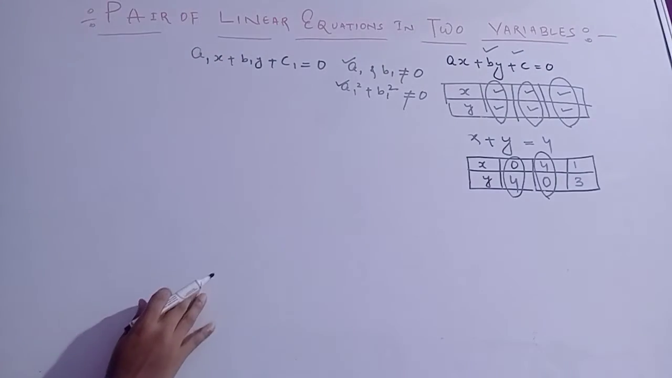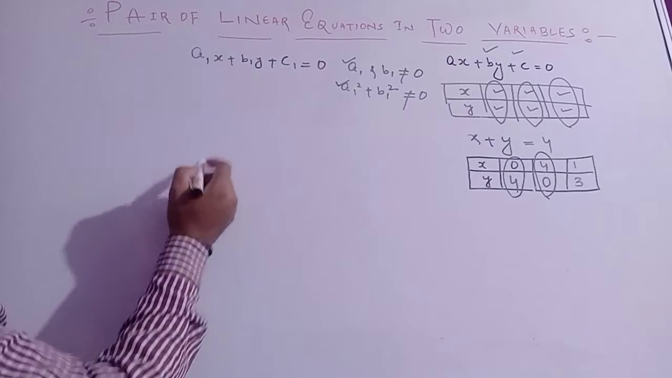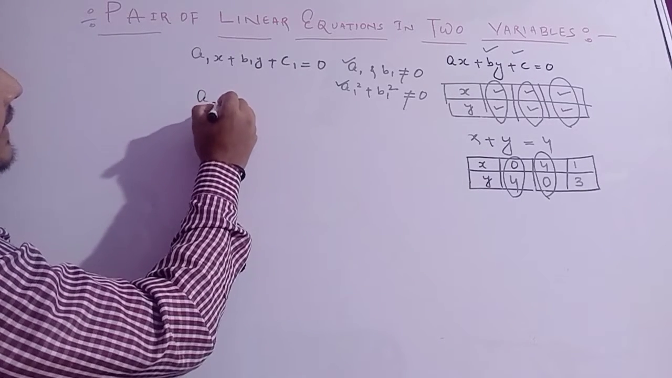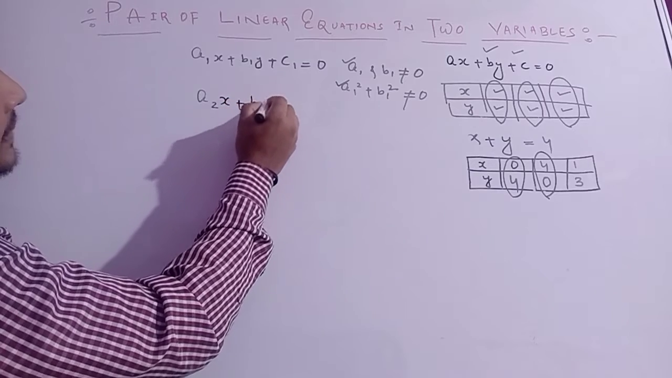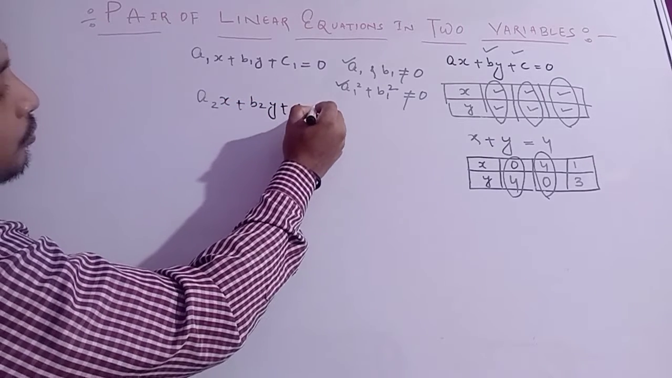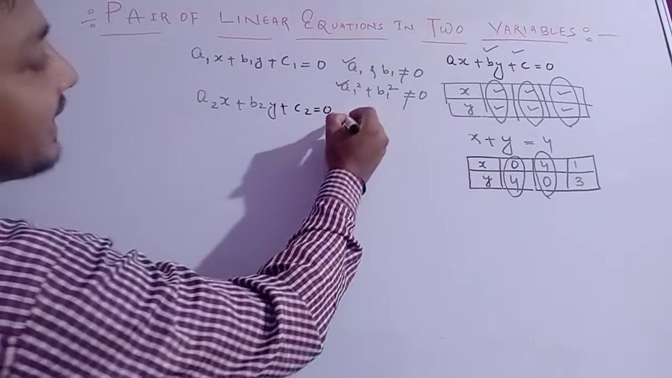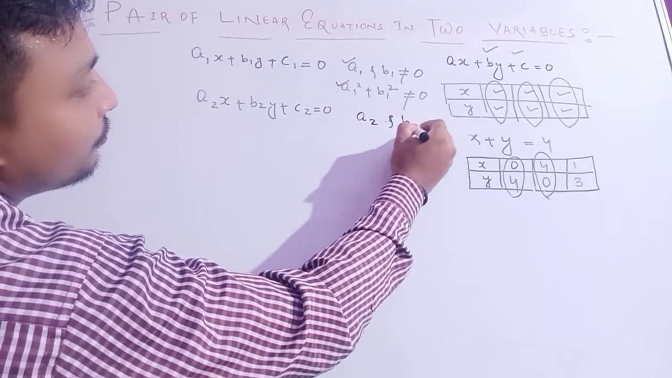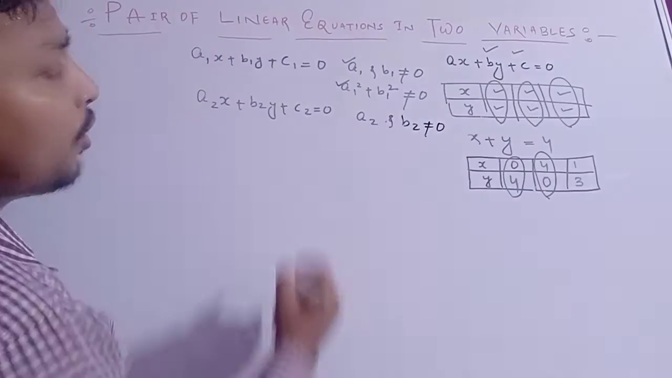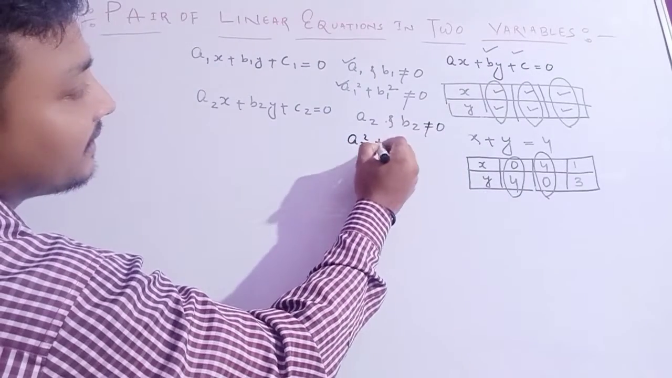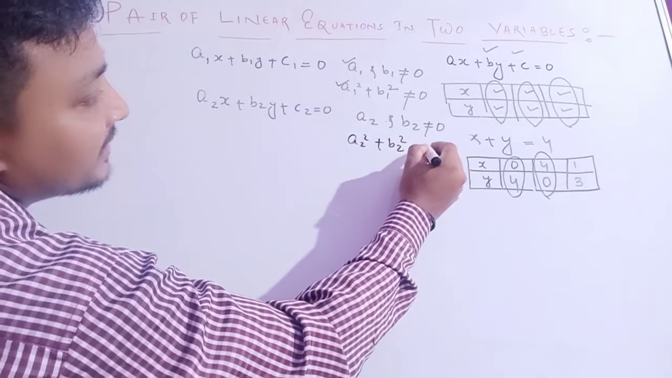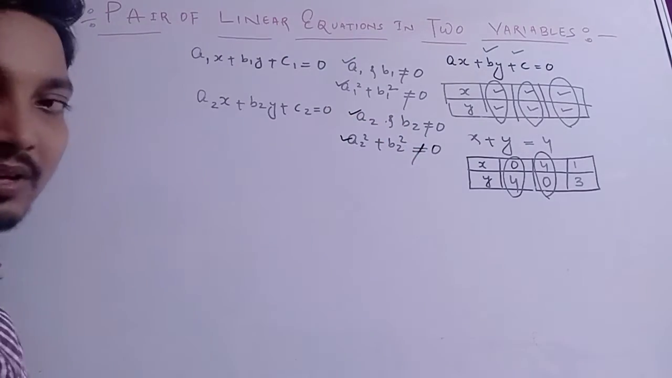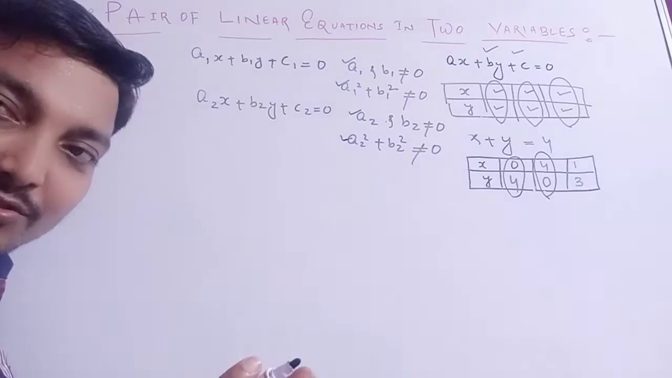But our topic is a pair of linear equations. A pair of linear equations means another linear equation in the form a2x plus b2y plus c2 is equal to 0, where a2 and b2 should not be 0. Otherwise, the sum of a2 squared plus b2 squared should not be 0. Either you can say this or that, both having the same meaning. Has everyone understood, or not?